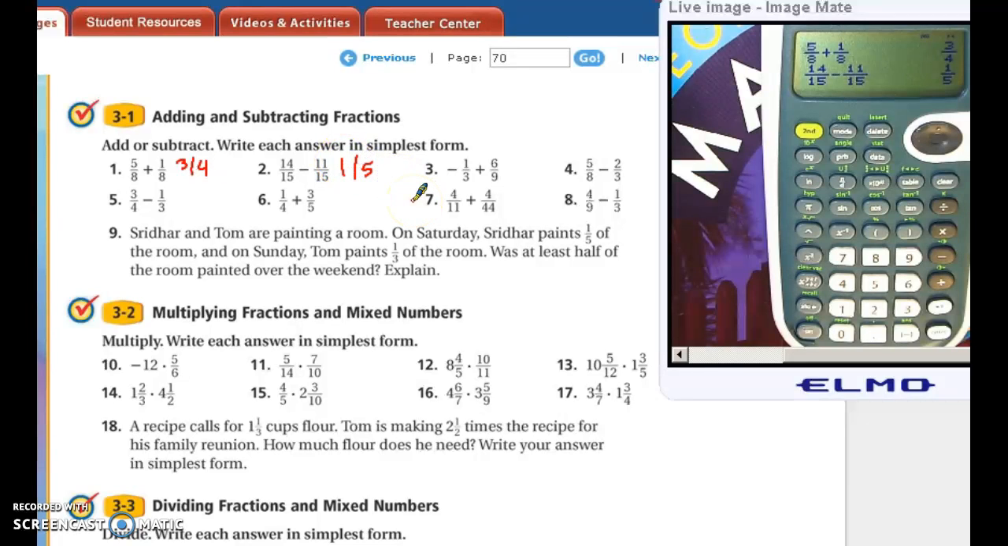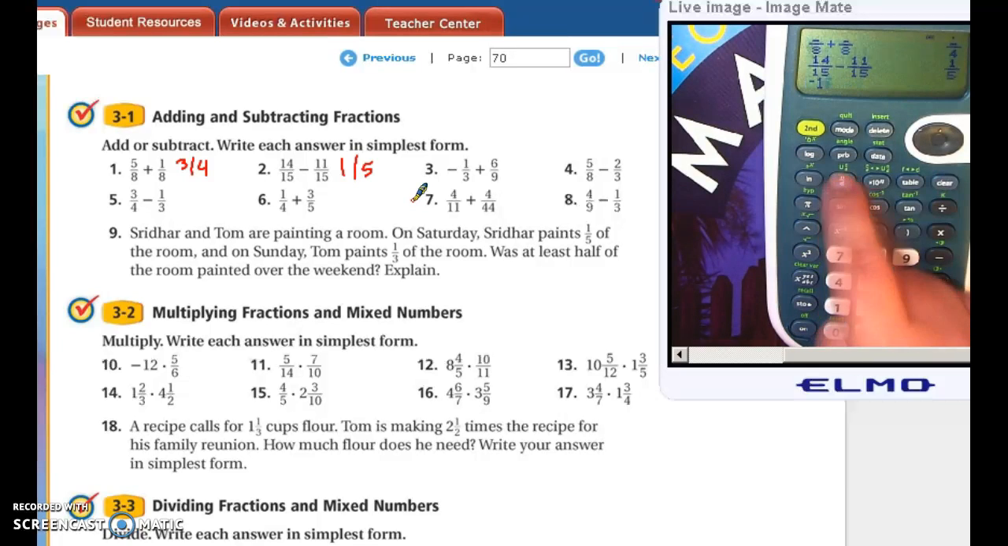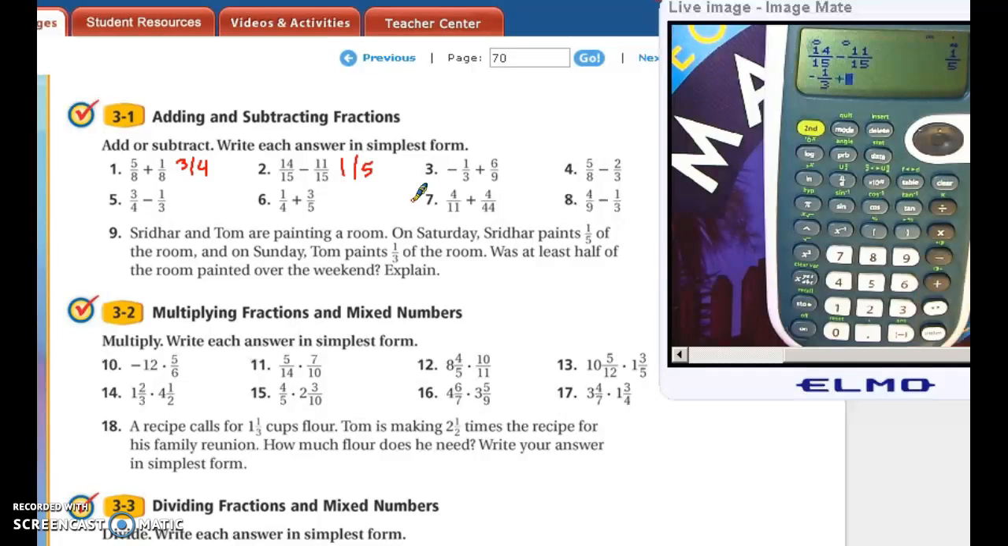For number 3, when you're making a negative, you want to hit the button that's beside the enter sign, not the one above the addition sign. That's for subtraction. You want to hit this one at the bottom for the negative sign. Negative 1 over 3 plus 6 over 9. And that will give you 1 over 3.